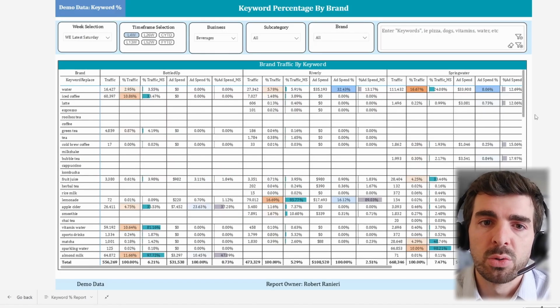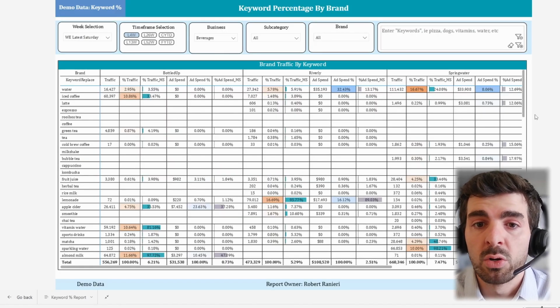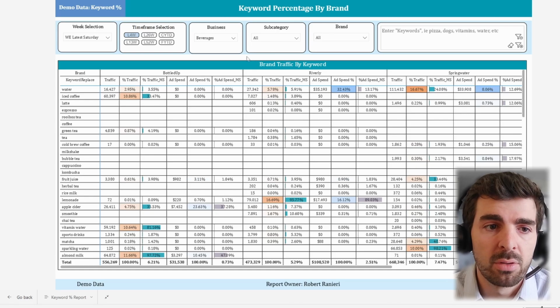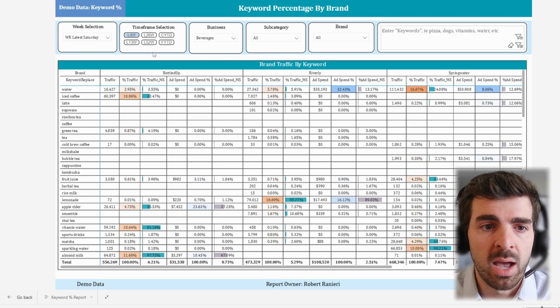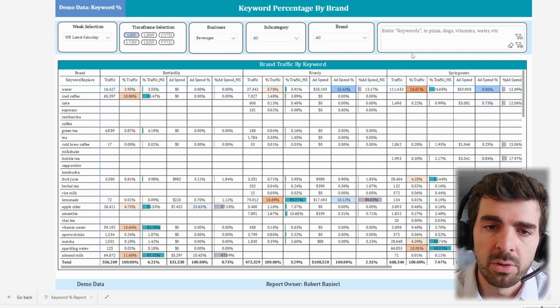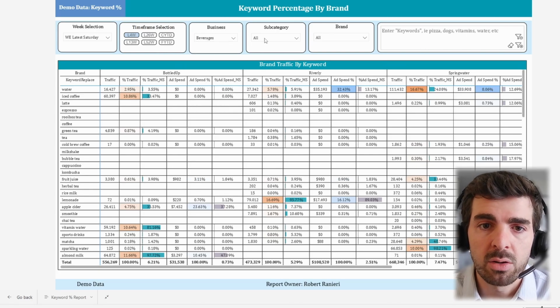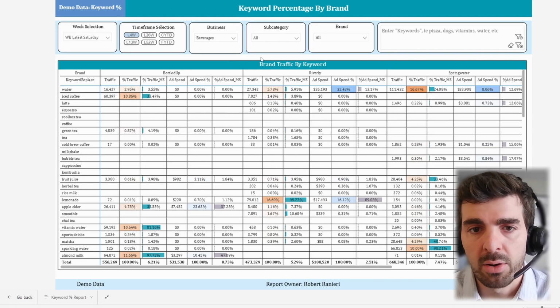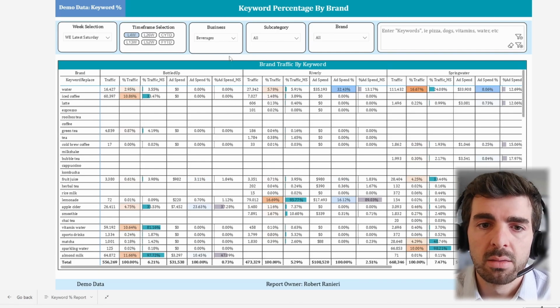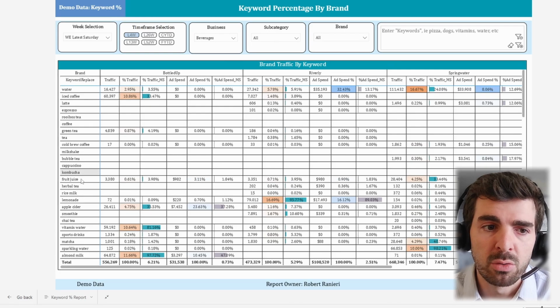The default view shows the keyword percentage by brand, the one and only page in this report. At the top, there are filter options of week selection, time frame selection, business, subcategory, brand, and keyword. The default selection for business is beverages, but you can select whatever business you'd like or whatever subcategory you'd like, but for now, I'll just stick with what's pre-selected. This matrix table below has brands in the columns and keywords in the rows.